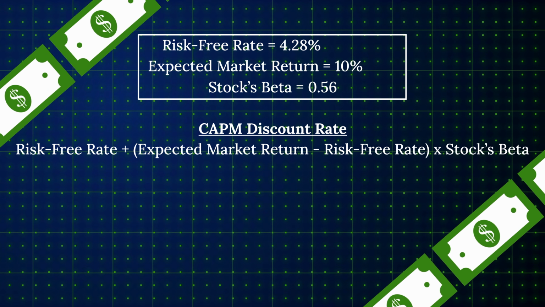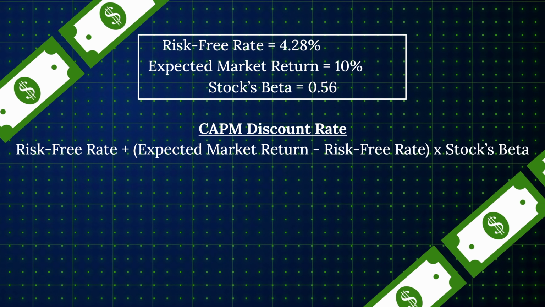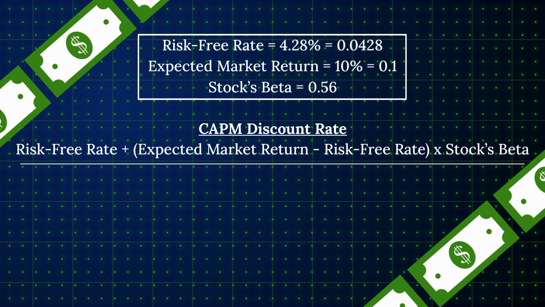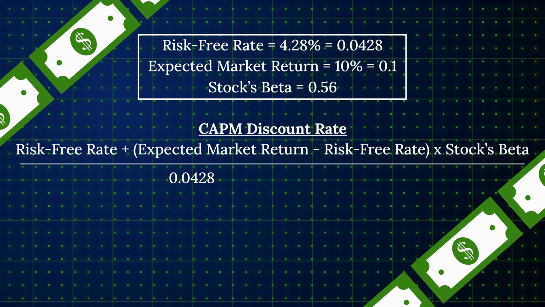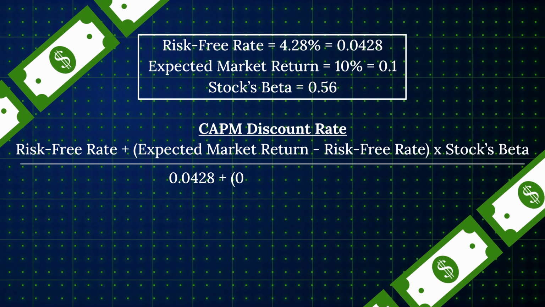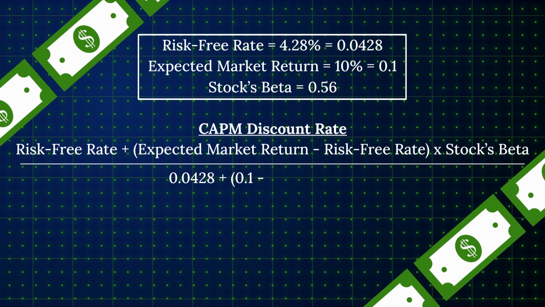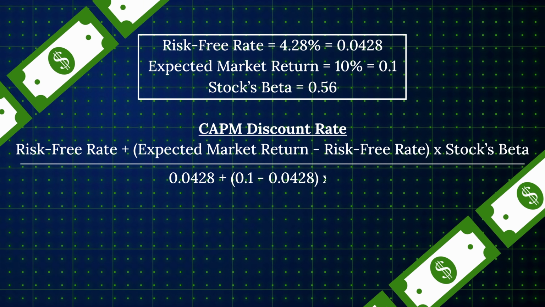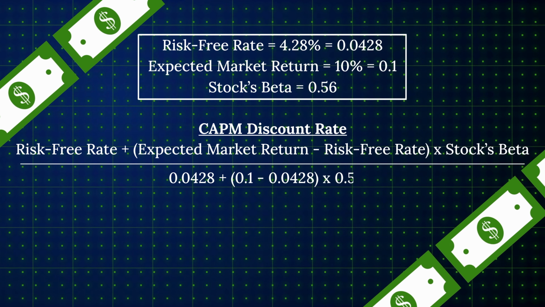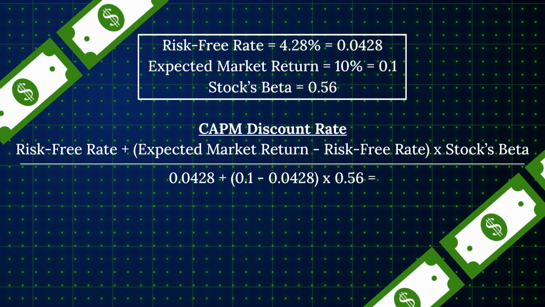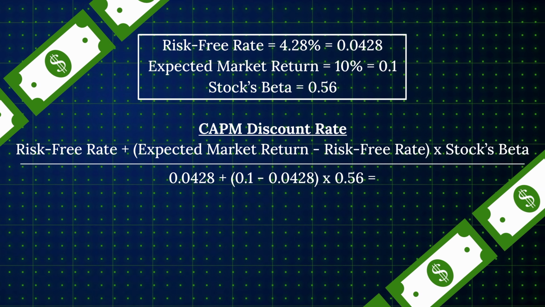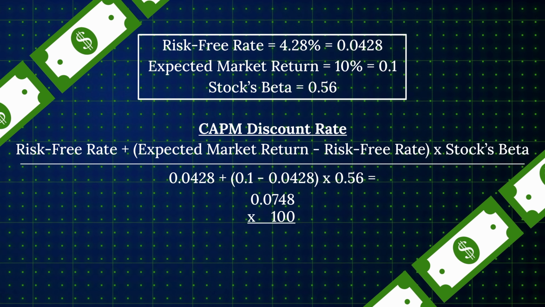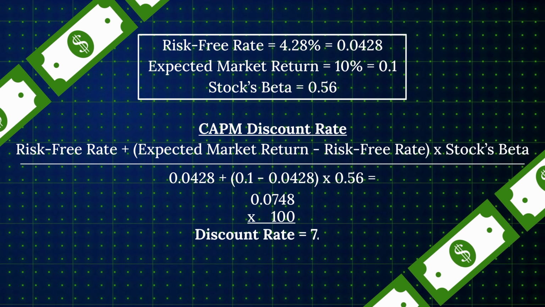Since we already have these numbers, let's just go ahead and plug them into our formula. And let's convert our percentages into decimals. So our risk-free rate is 0.0428 plus, open parentheses, 0.1 subtracted by the risk-free rate of 0.0428, close parentheses, multiplied by the beta of 0.56. Plugging these numbers into a scientific calculator will give us a result of 0.0748, which when multiplied by 100 gives us a discount rate of 7.48%.